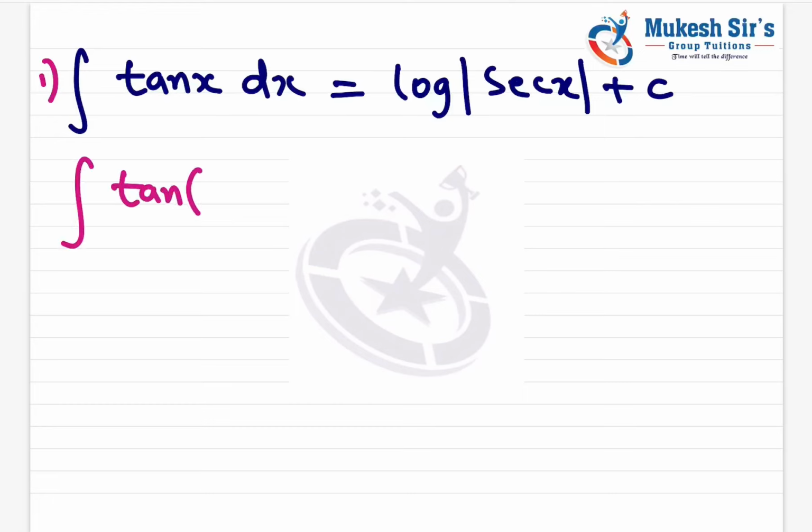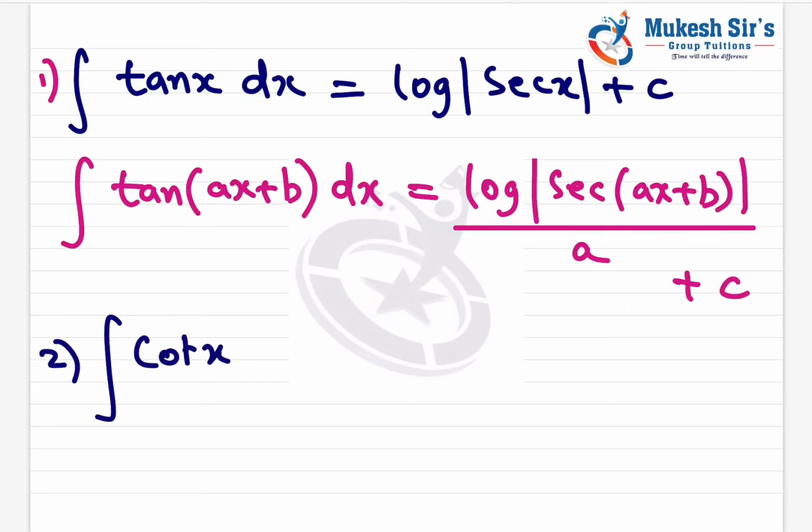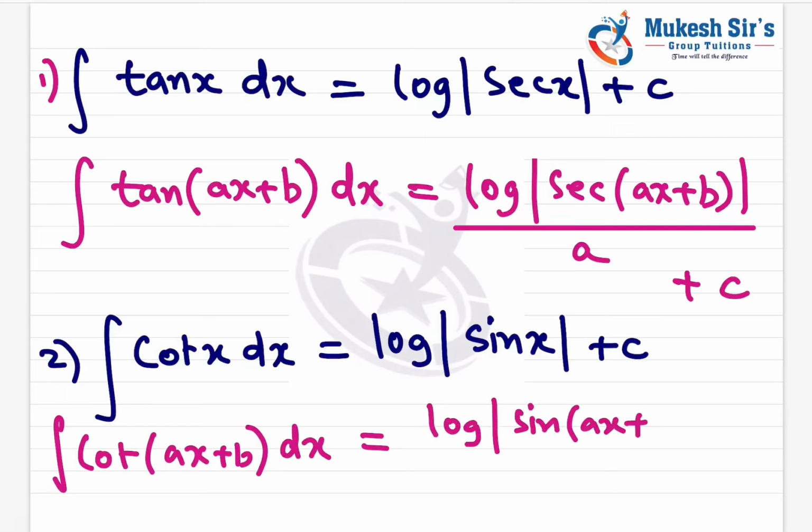Integration of tan of ax plus b. It should be a linear function. I told you in the second lecture. This will be log of mod of sec of ax plus b, and divide the answer by the coefficient of x. So the coefficient of x is a, upon a plus c, right? Second formula, integration of cot x dx is equal to log of mod of sin x plus c. The composite form is integration of cot of ax plus b dx will be equal to log of mod of sin of ax plus b, the whole upon a plus c.